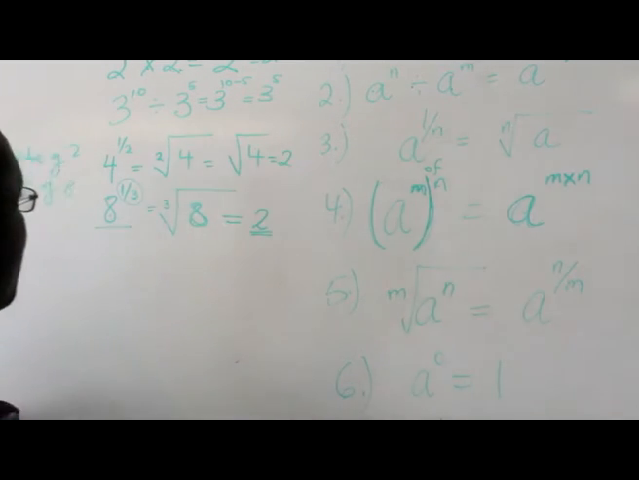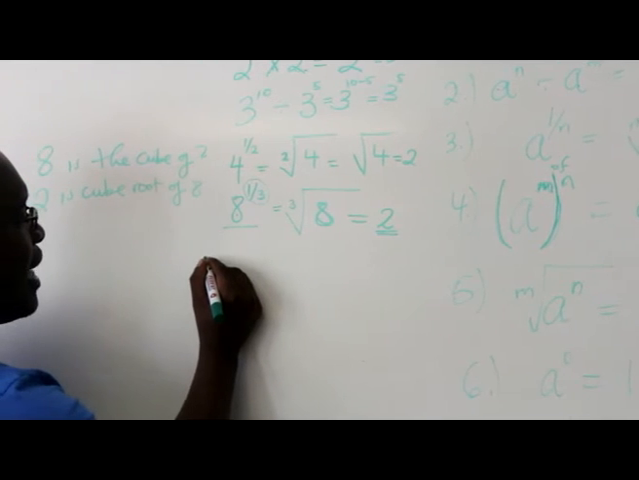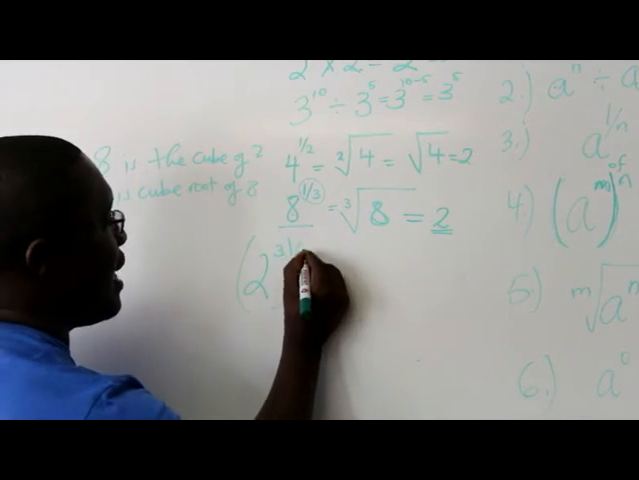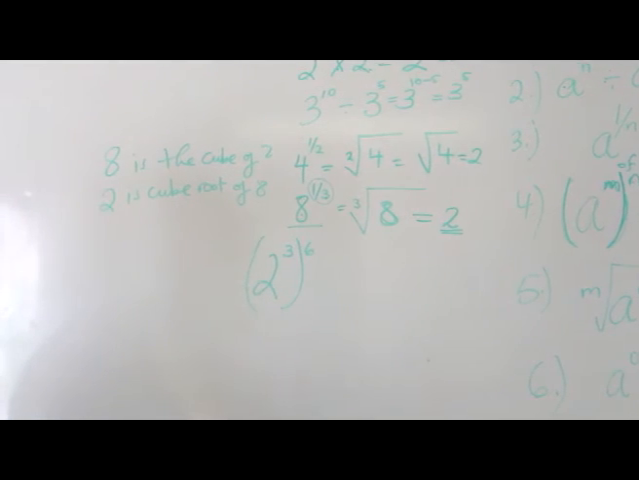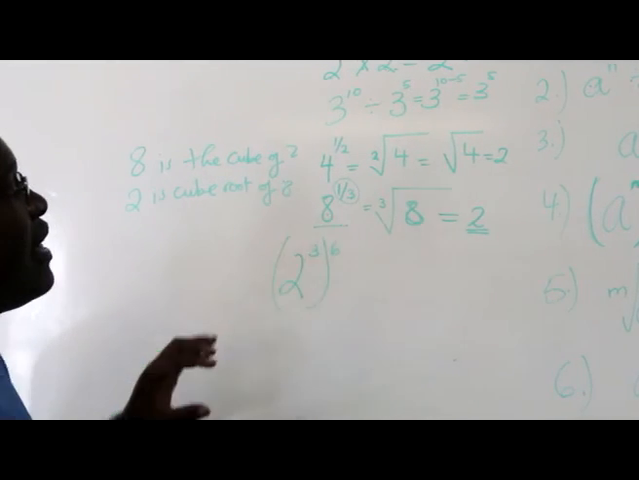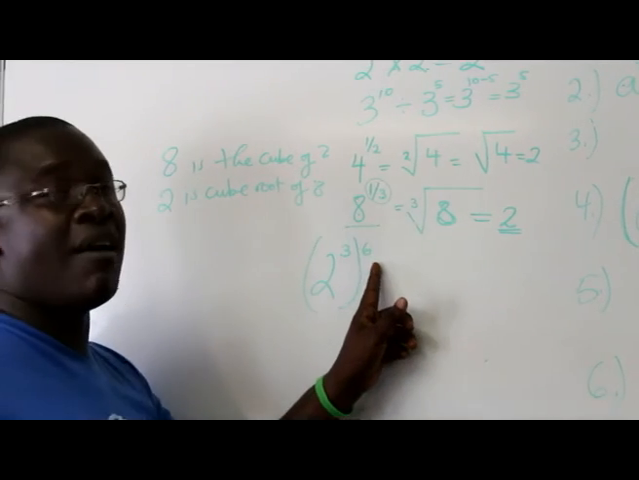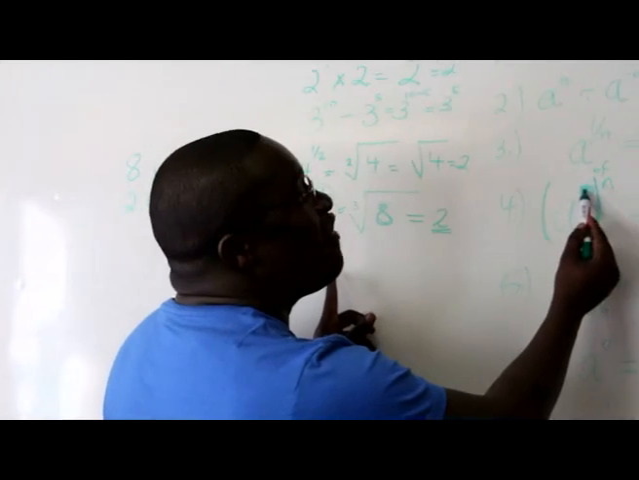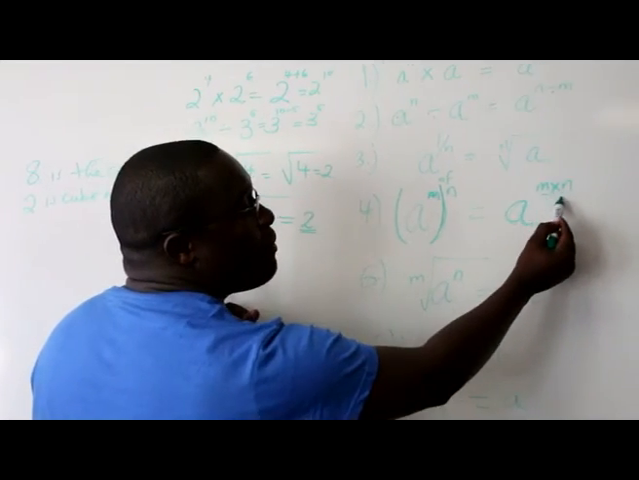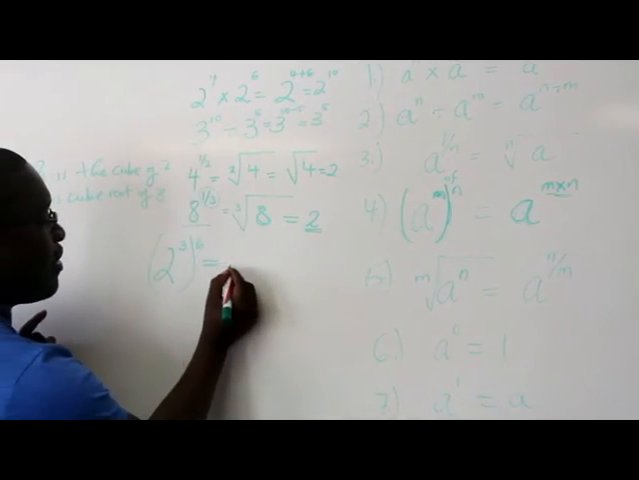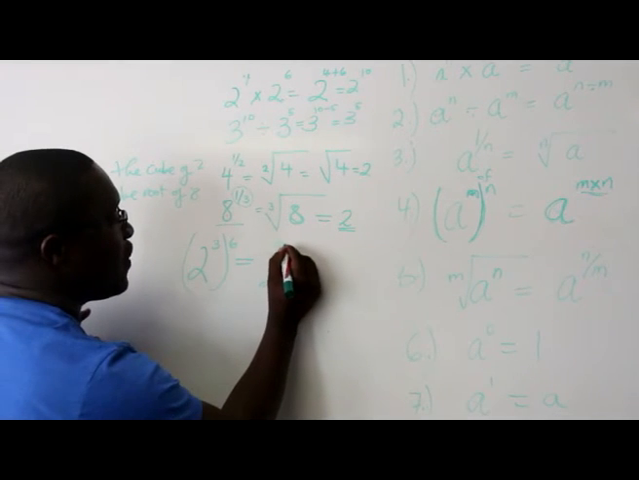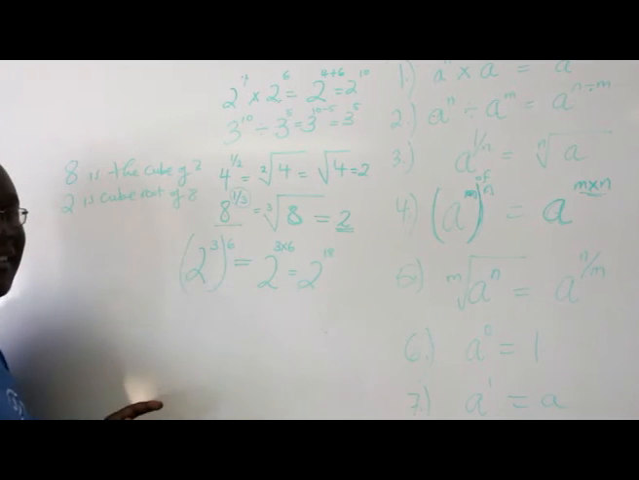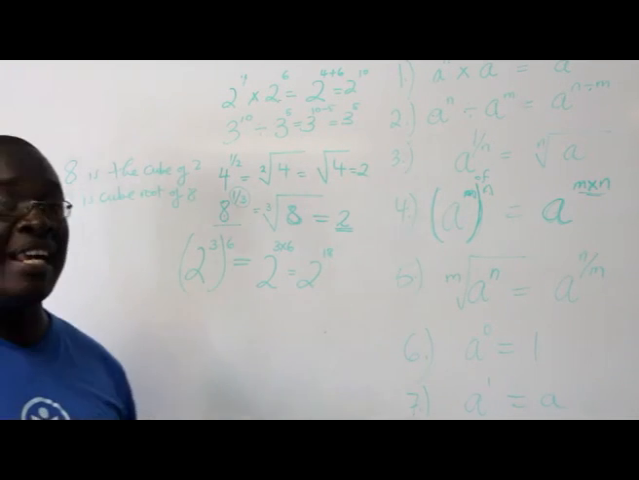So as an example, let's say we have 2 to the power of 3, and then we have 6 out there. So we're saying 2 to the power of 3 is being raised to the power of 6. According to the law, because it's a power of a power, we have to multiply. So this is equivalent to 2 to the power of 3 times 6, which is 2 to the power of 18. So this is how you apply the laws.